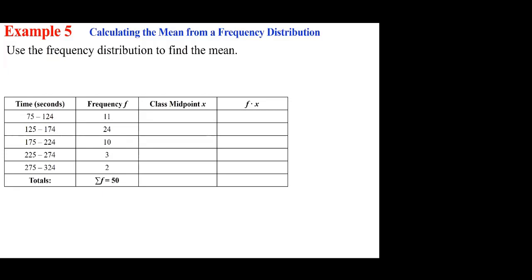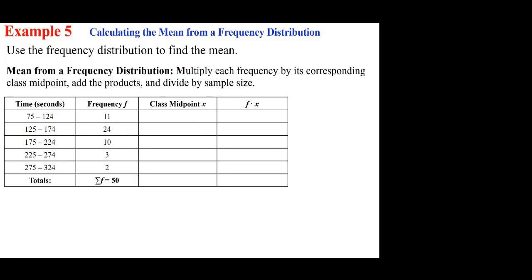So here's a frequency distribution table, and we want to find the mean. Let's see how it's done using a frequency distribution. Mean from a frequency distribution. Multiply each frequency by its corresponding class midpoint. Add the products and divide by sample size. This is the formula. x bar equals summation of f times x sub m divided by n.